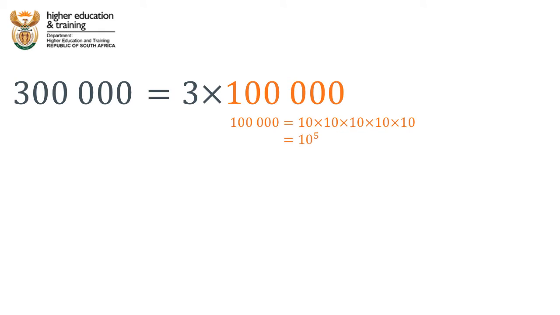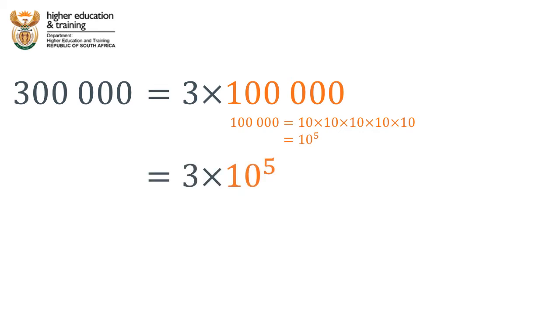So here we have the example 300,000. Now, we know that we can write 300,000 as 3 times 100,000. And we also know so far that 100,000 is really the same thing as 10 times 10 times 10 times 10 times 10, which we can write with an exponent, 10 to the power 5. That 10 to the power 5 simply means that 10 is being multiplied by itself 5 times.